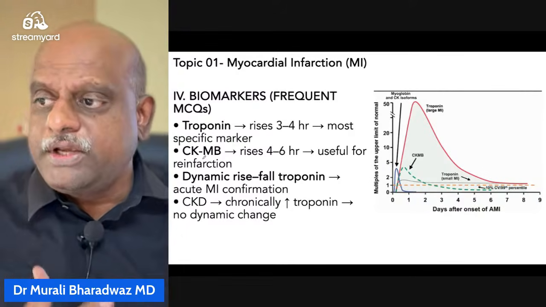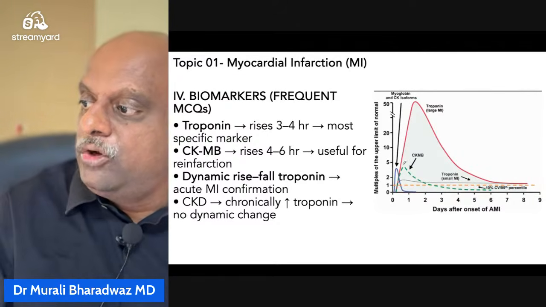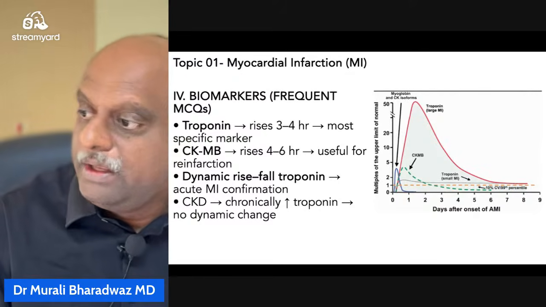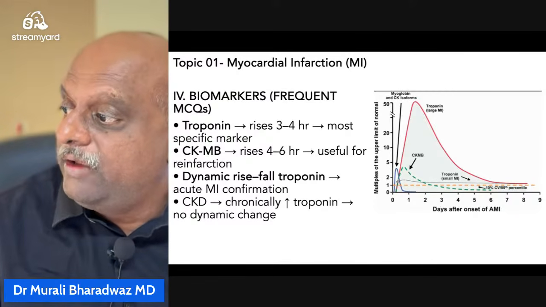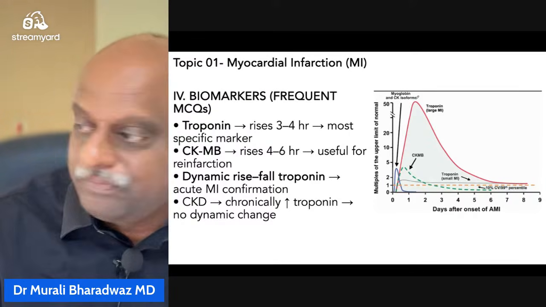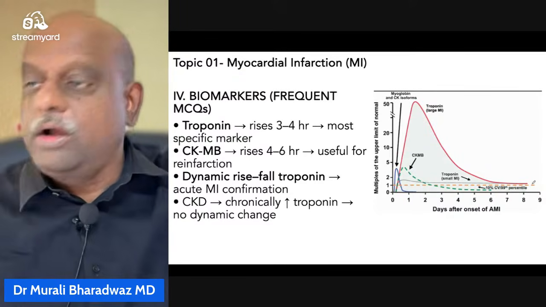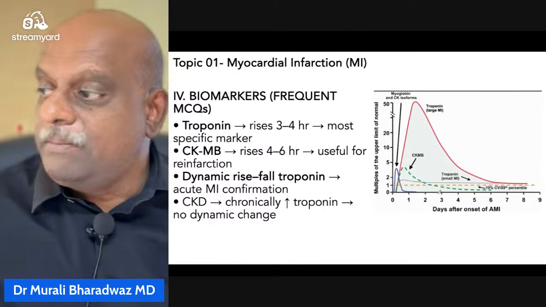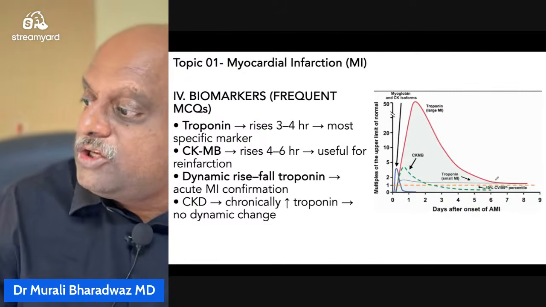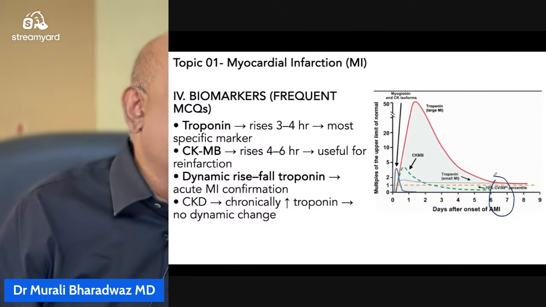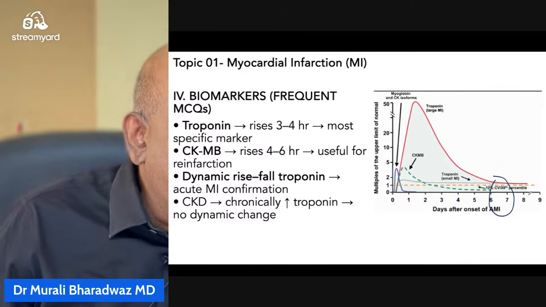CKMB rises in 4 to 6 hours, right? But one important point you need to know. If you look at the CKMB, it rises and immediately falls. Whereas, if you look at the troponin, it will rise and remain raised for a longer duration of time. So somebody had MI, right? Within a few weeks, he once more had another MI. Will you depend on CKMB rise or troponin rise?